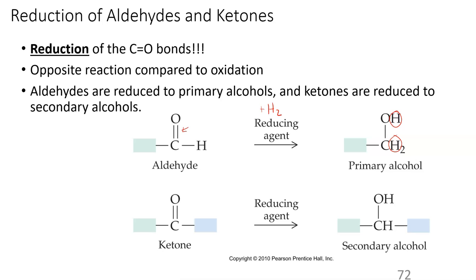We'll notice that aldehydes turn into primary alcohols because of where that carbon is located. Ketones are going to turn into secondary alcohols, the same type of situation where we're adding a hydrogen to the oxygen and to the carbon, and we're breaking that double bond.